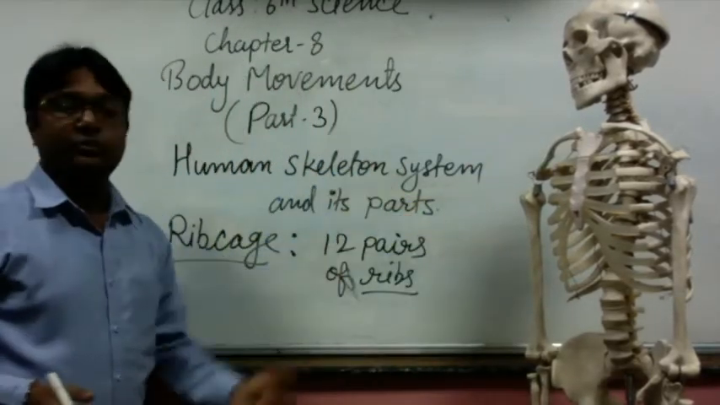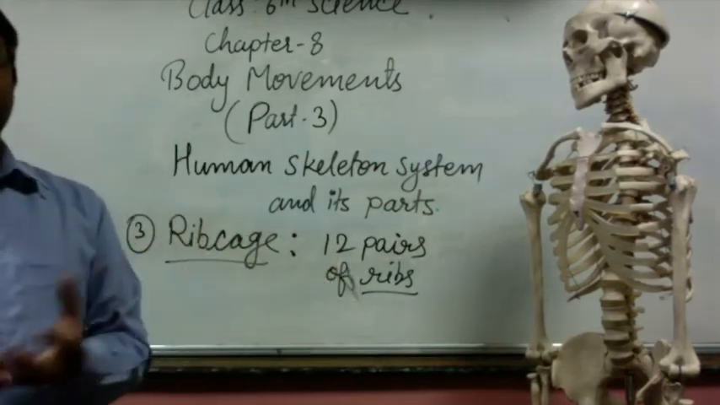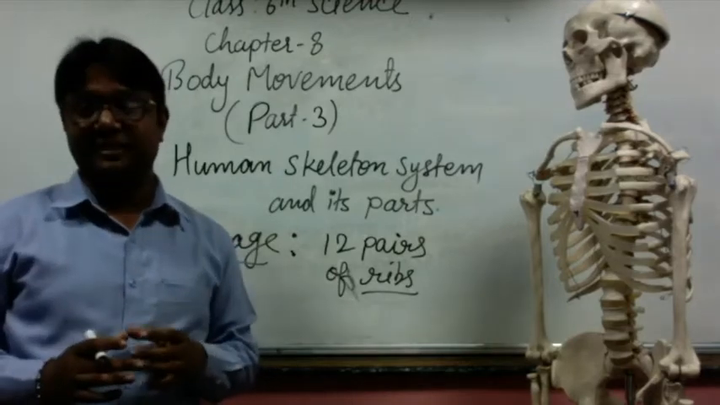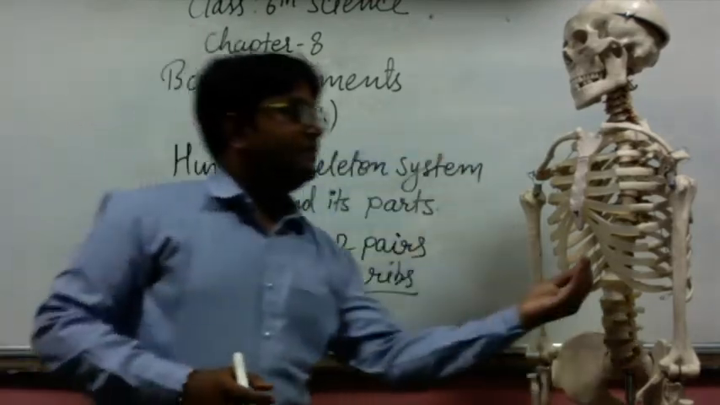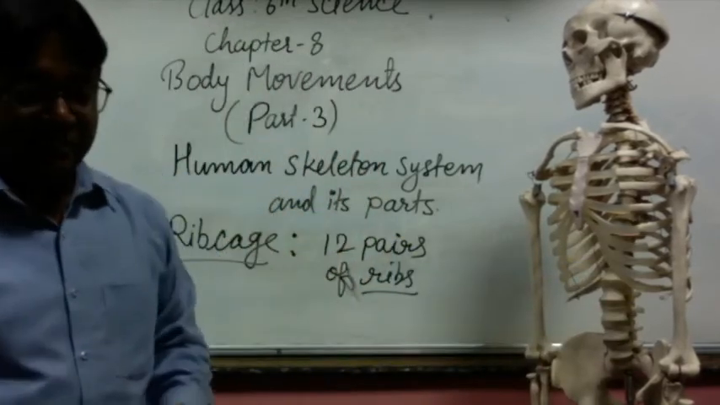It is made of 12 pairs of ribs, and these ribs basically protect the delicate organs which are available inside this chest cavity. Hope this is clear to everyone.